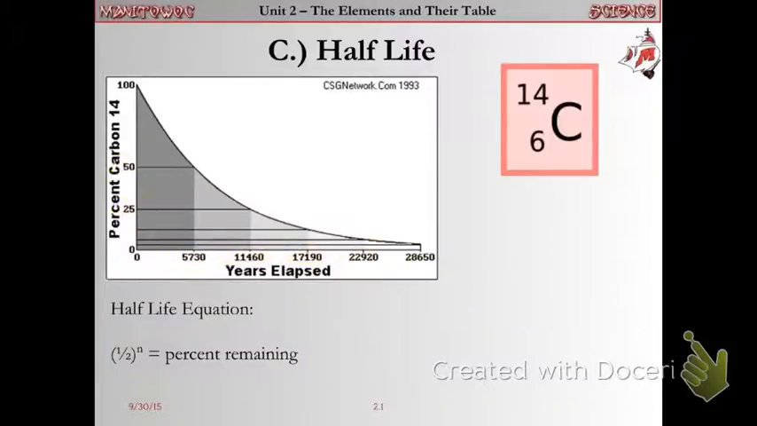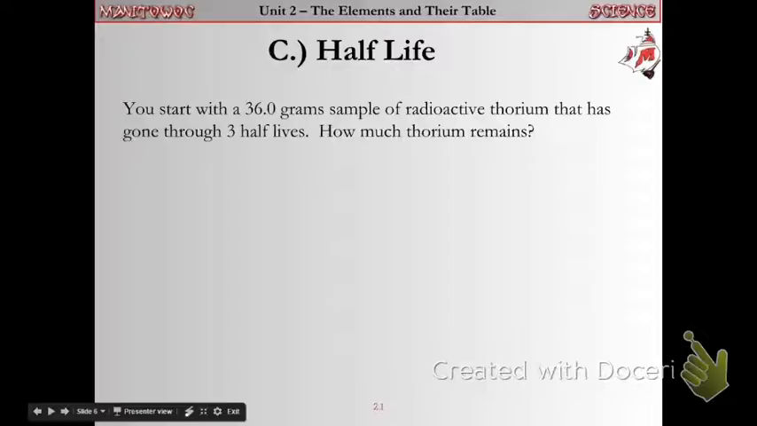So we can use this equation to solve some problems that we might ask in class. We're going to take a look at 2 of those in this PowerPoint. Let's say you start with a 36 gram sample of radioactive thorium that has gone through 3 half-lives. We don't know how much thorium remains. Now there's 2 ways to go about this. I'm going to use that equation on the previous page to go through one way.